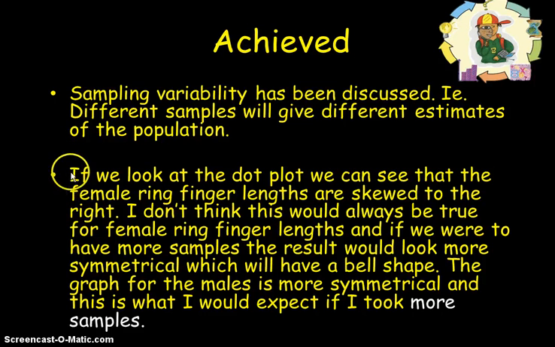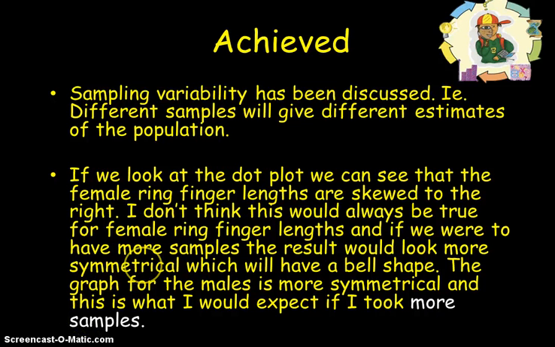If we look at the dot plot, we can see that the female ring lengths, this is what I would expect if I took more samples. That's basically what I'm looking at. I would expect it to be symmetrical if I took more samples. Basically, if I took more samples, what do you think would happen? Would it look about the same? I'm just holding up my thumb, so I'm indicating one thing, so it could be it looks about the same. Would you expect it to look more symmetrical? Would you expect it to look less symmetrical?